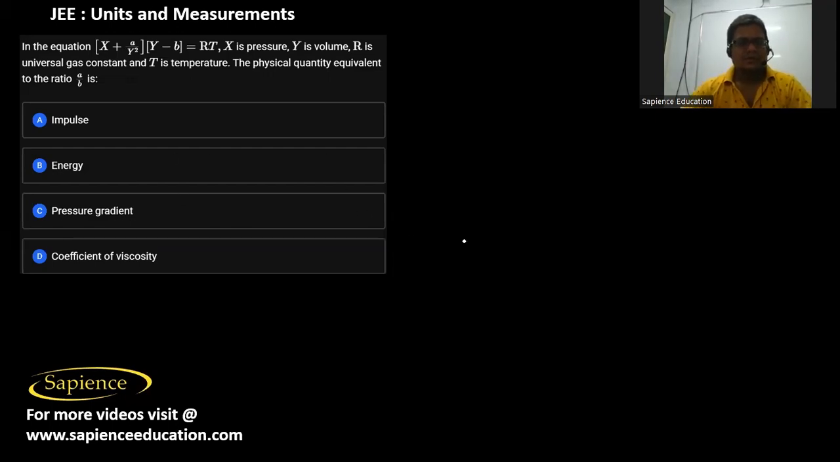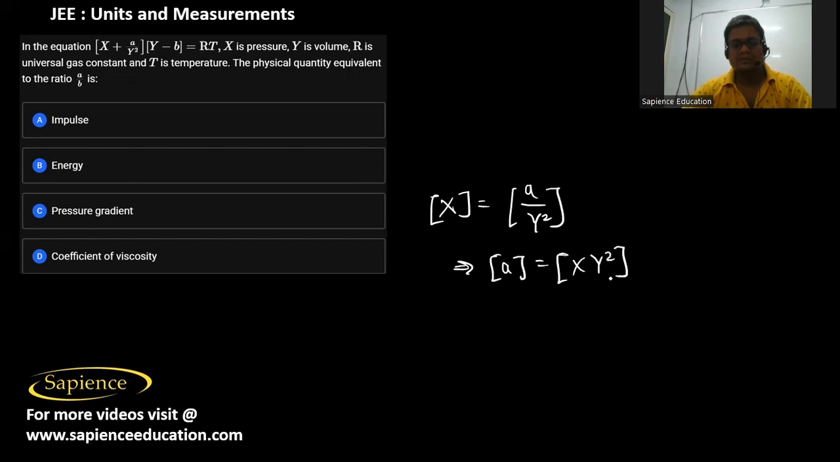And here it is told in the equation (x plus a by y square) into (y minus b) equal to RT, x is pressure, y is volume, R is universal gas constant, and T is temperature. The physical quantity equivalent to the ratio a by b is. So it means the dimensional formula of x should be same as the dimensional formula of a by y square. So the dimensional formula of a is equal to the dimensional formula of x into y square.